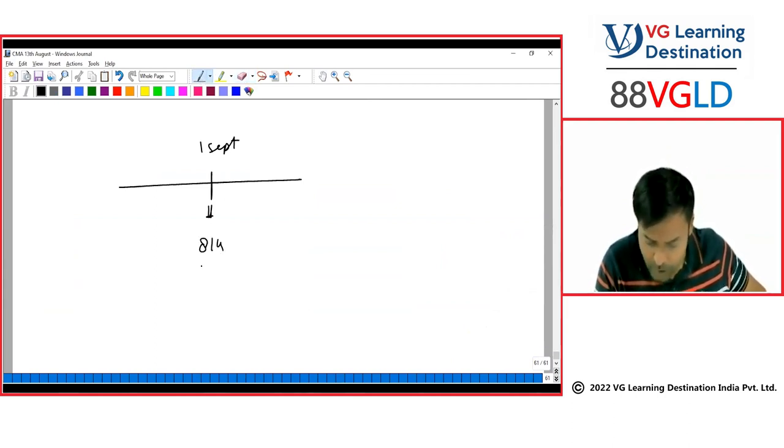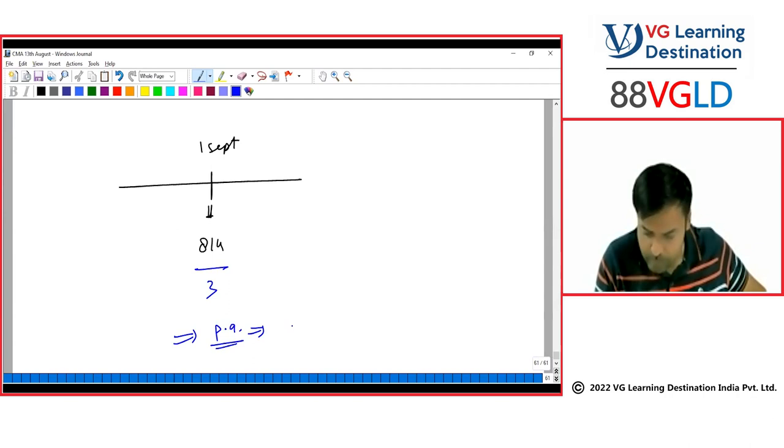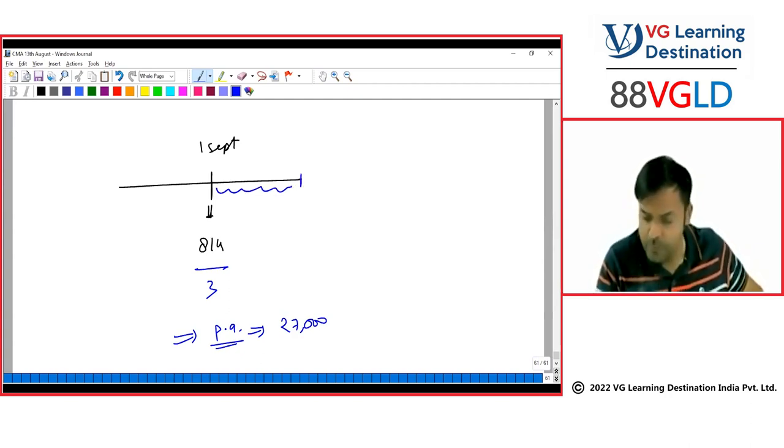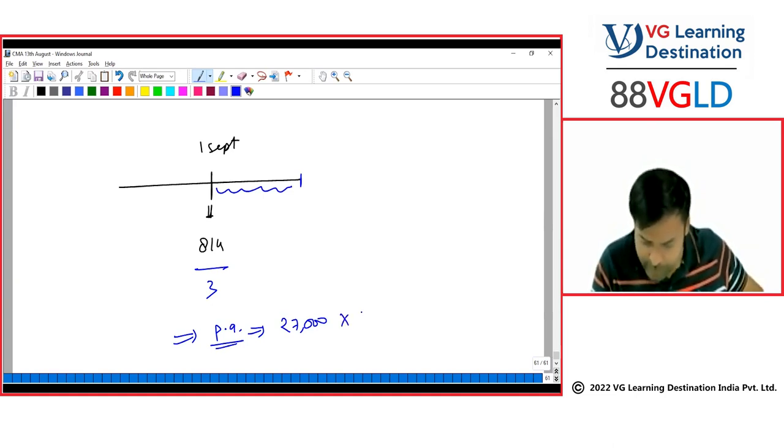81,000 is for how many years, everyone? It's for 3 years. That means what is going to be per annum, everyone? 27,000. Absolutely correct. That means how much for this period? 4 months is there. So 27,000 into 4 divided by 12. It should be 9,000. Right, Manish?